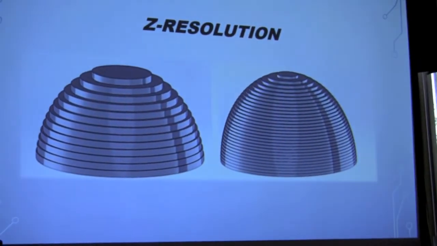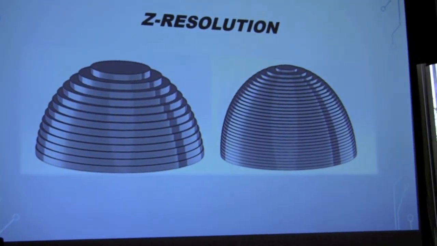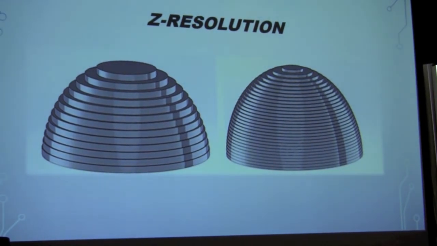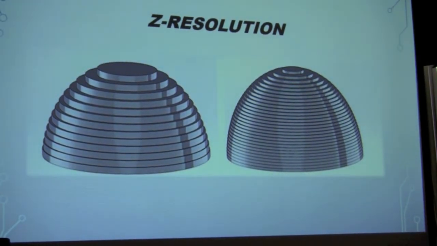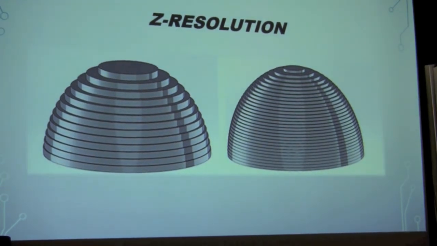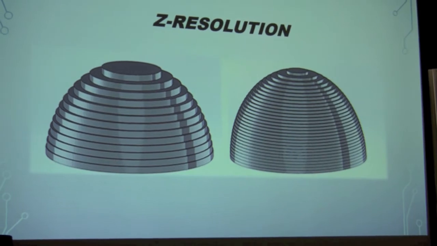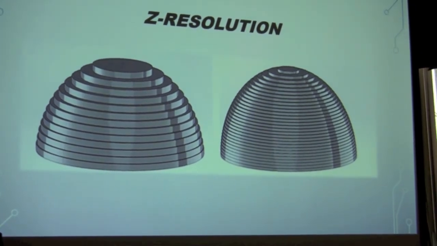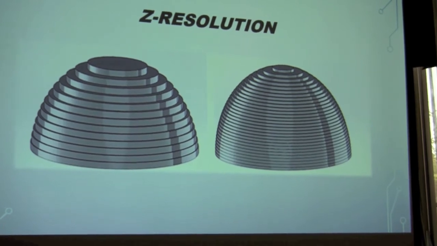For the Z resolution, all of this is going to be surface quality. The object on the right is going to be a lot smoother than the object on the left. This is the layer thickness that you're printing the objects in. There is a trade-off with this. If you print an object in a thicker Z layer height, it's going to print a lot faster than if you print with a finer Z layer height. So this is your layer thickness.